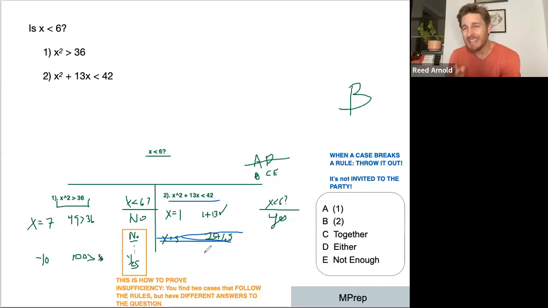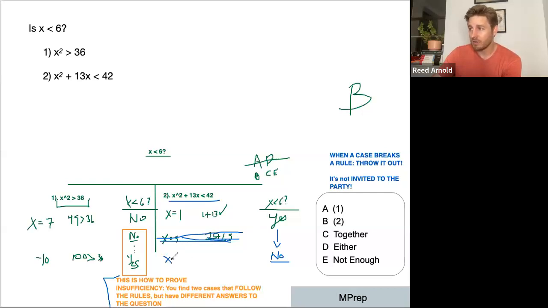The goal is never really to pick a case that breaks a rule. Your goal is to find 2 cases that follow the rules but get different answers to the question. So what I should look for after I test 1, which follows the rule, and 1 is less than 6, is a no answer. Not a no on the rule following, not a case that breaks the rule, but a case that gets a no answer to the question, meaning a case that is not less than 6.